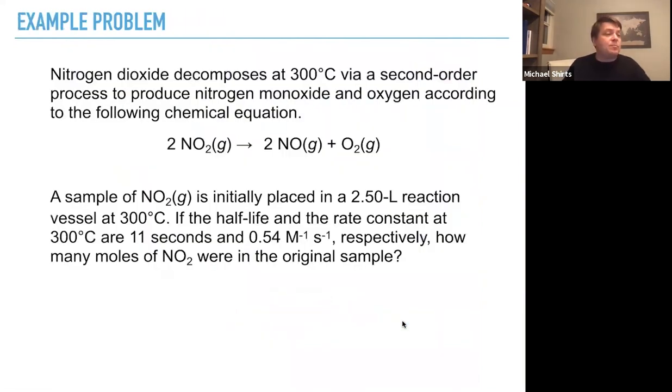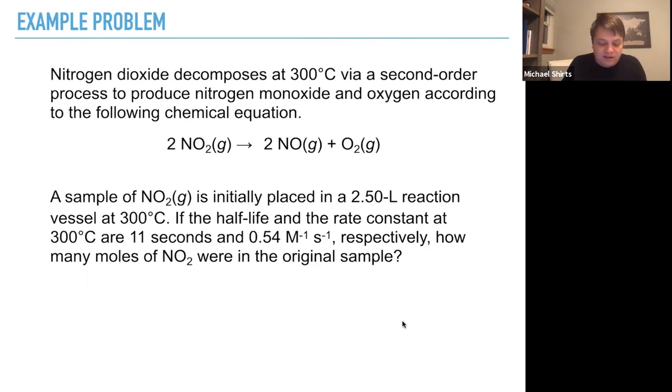Okay, example problem. Let's work this through. Nitrogen dioxide decomposes at 300 degrees C via a second order process to produce nitrogen monoxide and oxygen according to the following chemical equation. We don't really need to worry about the stoichiometry, right? It's a second order reaction. That's just there for decoration. We know that we have nitrogen dioxide decomposing, so we know what the species we're interested in is, and we know what the rate law is.